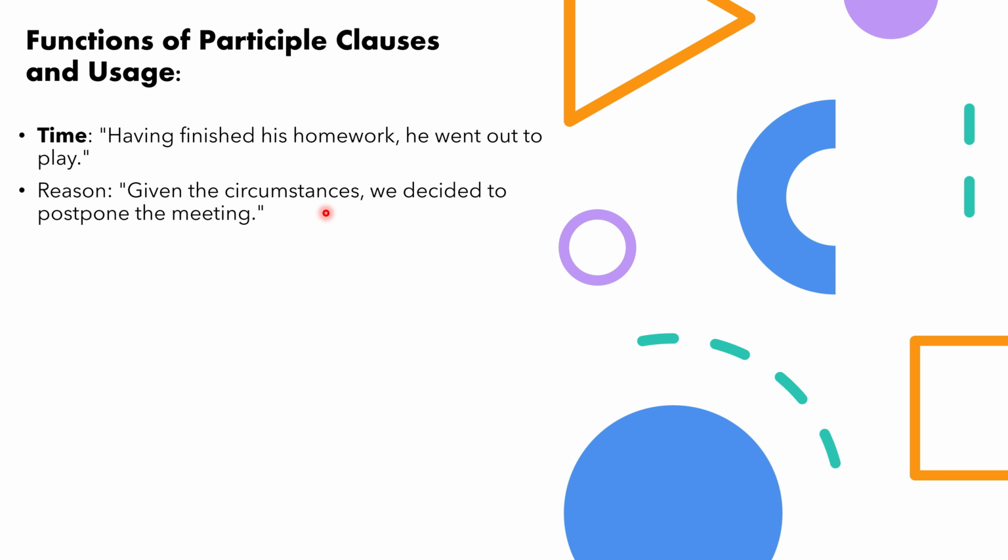So I can say "giving," given, like with -ing. But here it's "given" because it's passive voice. The circumstances were given to us. Based on these circumstances, we decided to postpone the meeting. So I hope you understand this, because what I'm trying to say here is that we were given the circumstances. So we were given, we didn't give.